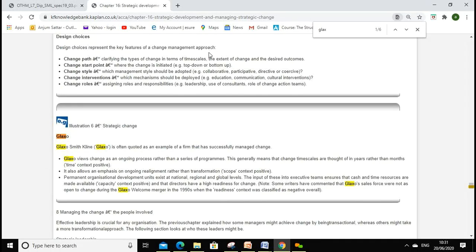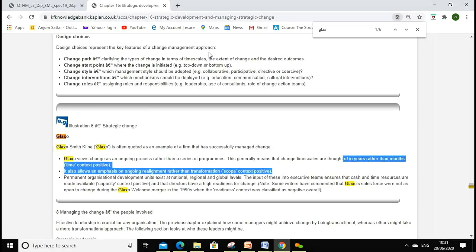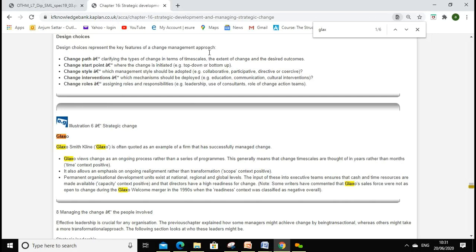GlaxoSmithKline views change as an ongoing process rather than a series of programs. They generally think of the change time scales in years rather than in months. It also allows the emphasis on ongoing alignment and change. We need to look around.